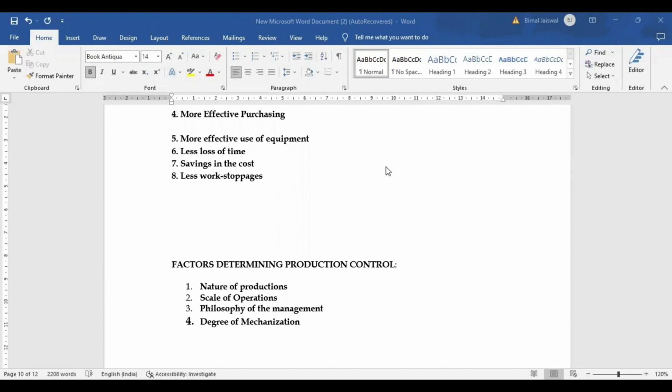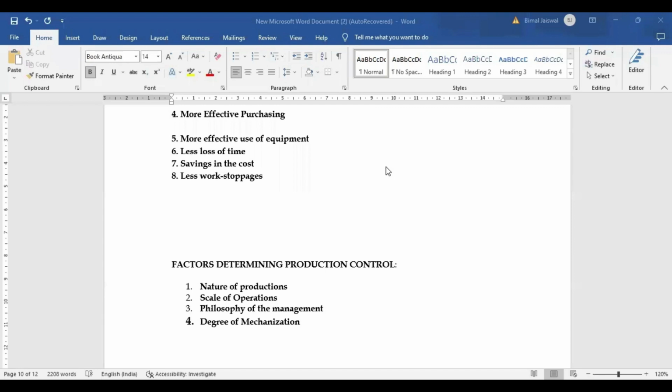So certain times the top management interrupt in the activities of production because they are looking after the finance aspect also, the marketing aspect also, and they are also looking on the basis of HR problems. So that can also be one of the factors which can deviate our production control.